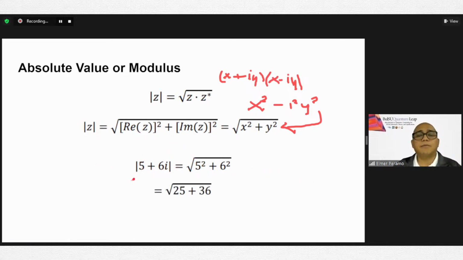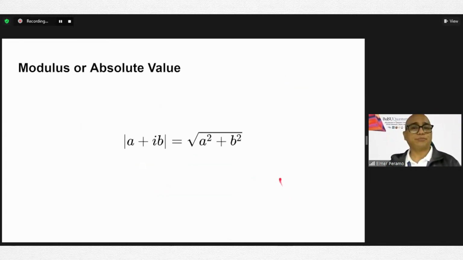For example, if you want to get the absolute value of 5 plus 6i, in the Cartesian form it's easy because you just have to get the real part and the imaginary part. You square the real part, square the imaginary part, get the sum, and take the square root. So the answer here is the square root of 61. That's how you get the absolute value, or the modulus, of a complex number.